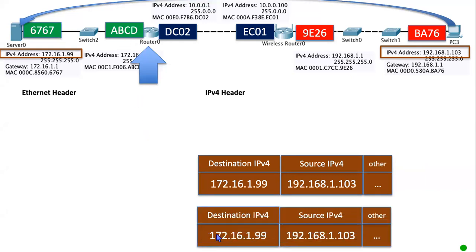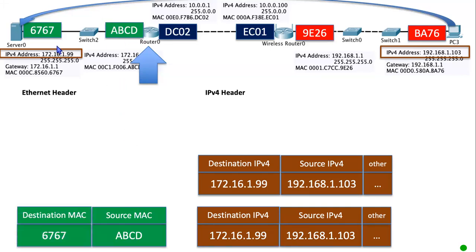So what I'm going to do, put that right down here. Going to send it out a different Ethernet NIC, a different interface. Going to send it out my Ethernet NIC with the MAC address ABCD. That's my source MAC address. I can send this directly to the final destination, in this case, 172.16.1.99, and its MAC address is 6767.